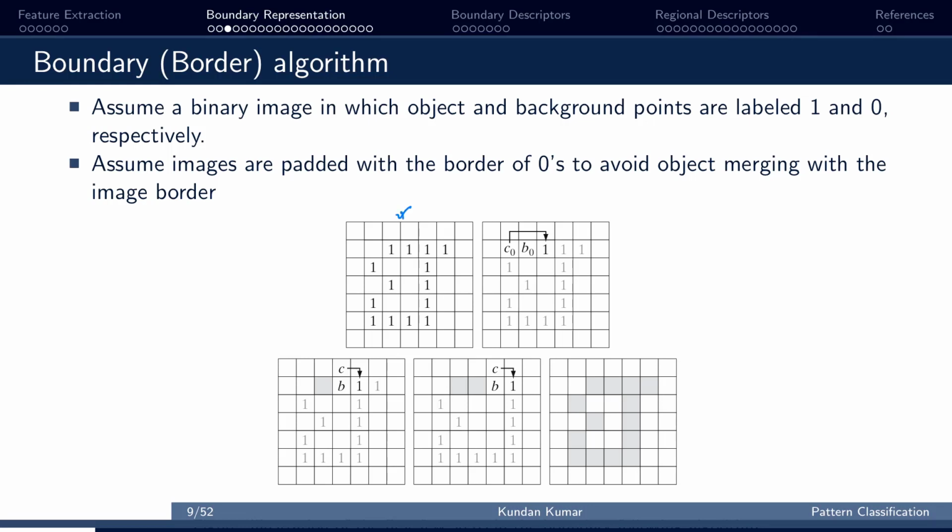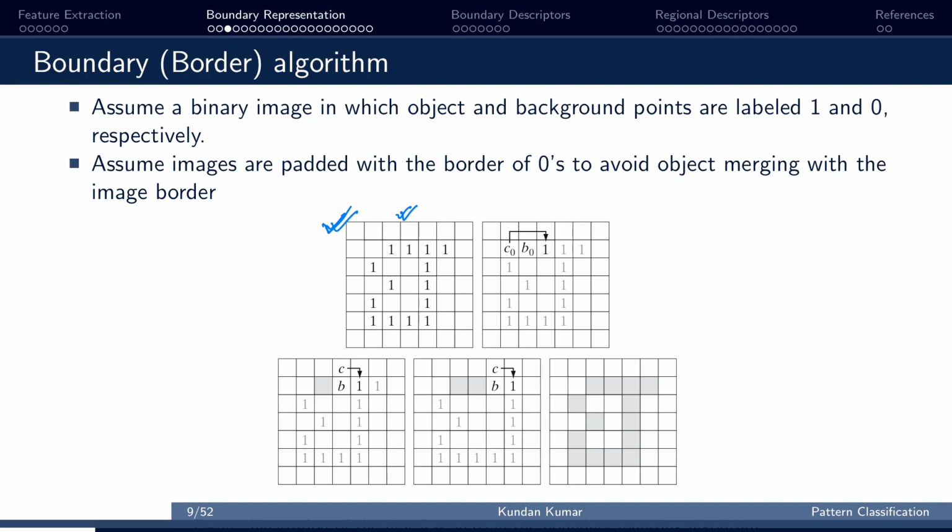Suppose we have this boundary, which is represented by the pixel value 1. So this is one image and it shows the boundary where the pixel values are 1. Now we can apply the boundary algorithm that will represent this image as the boundary so that the computer will understand.